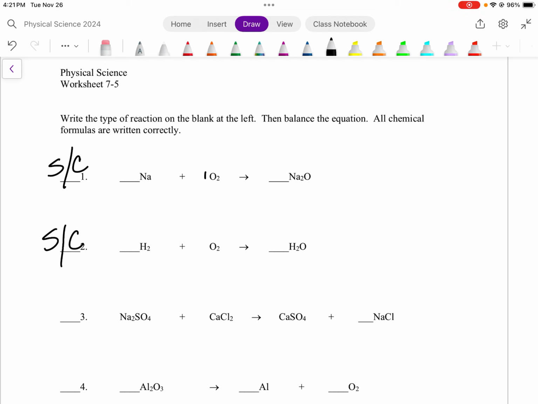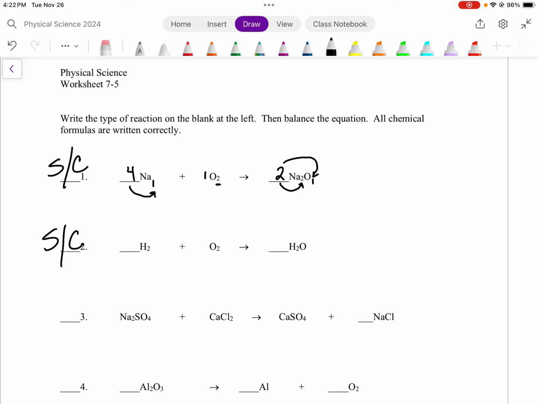let's see, I've got 2 oxygen there, 2 oxygen right there. So I need to put a 2 there because 2 times 1 is 2. So now I have 2 oxygen, but now 2 times 2 is 4. Well, what number times 1 is going to get me to a 4? I need a 4 right there.